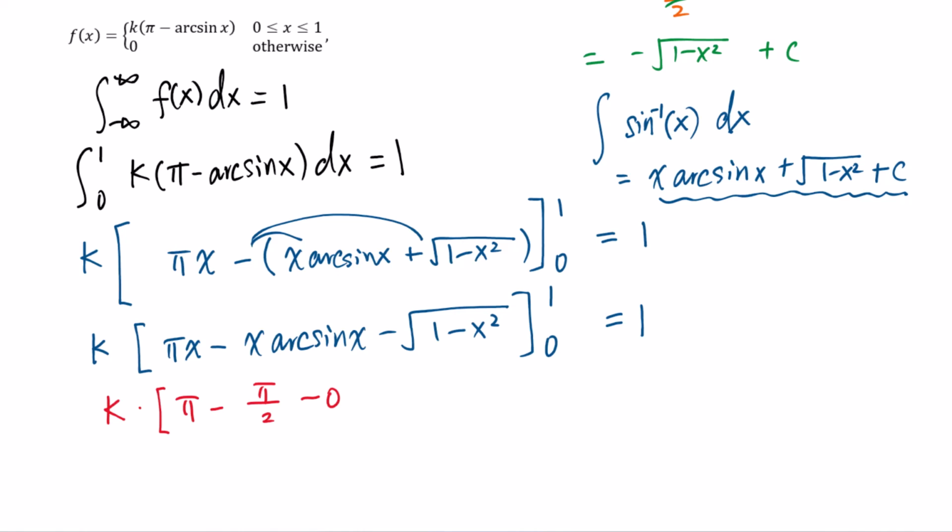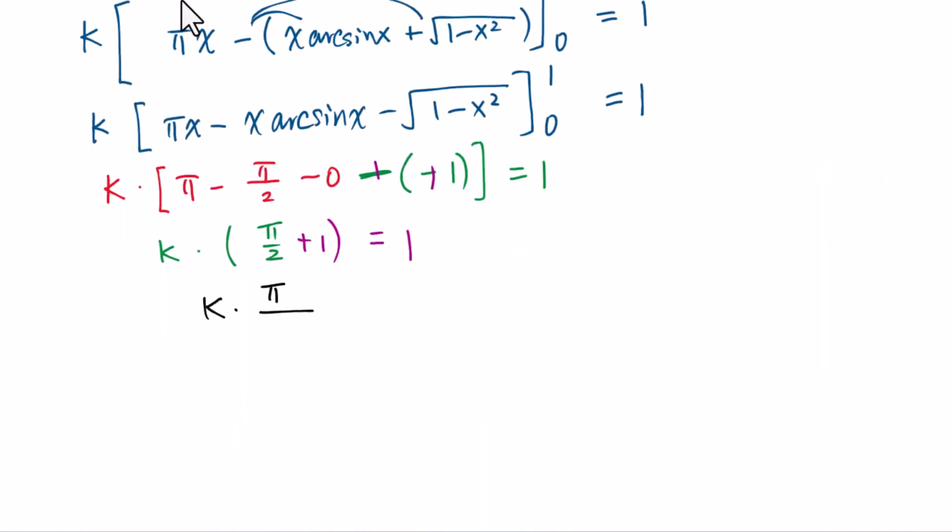Then remember, here is a minus parentheses. Substitute 0 into these expressions: 0, 0, negative 1, equals 1. K times pi over 2. Negative, negative is a positive, plus 1 equals 1. K times (pi plus 2) over 2 equals 1. So K equals 2 over (pi plus 2).